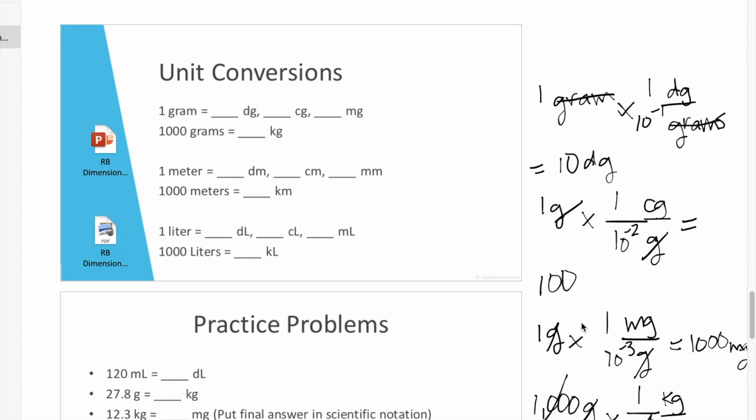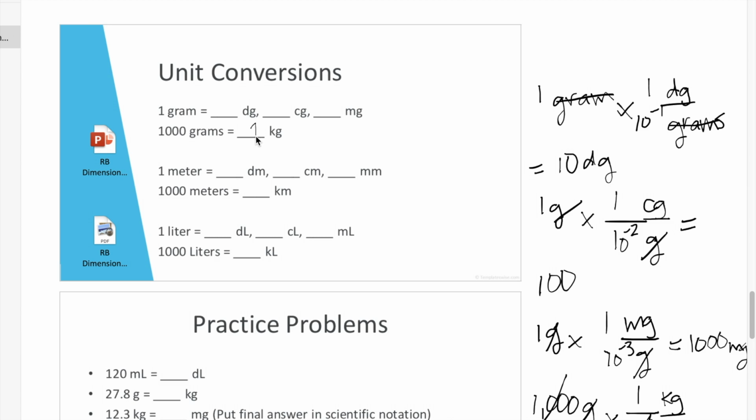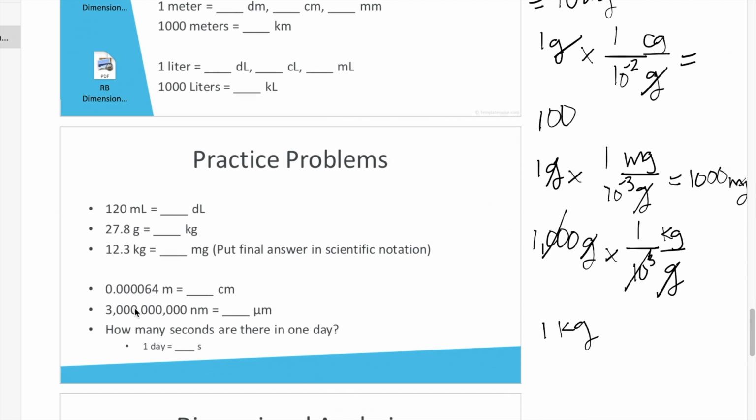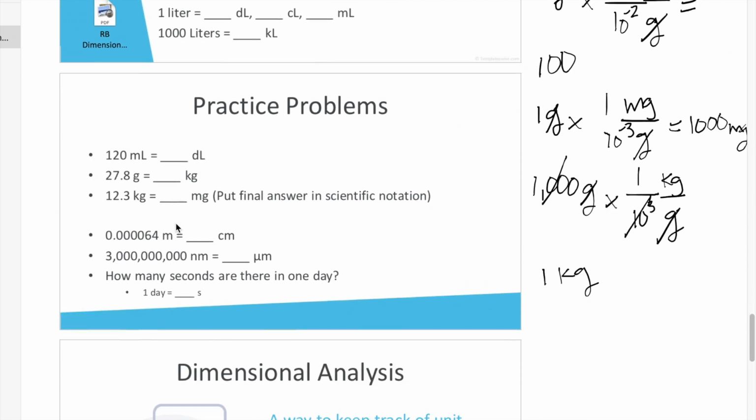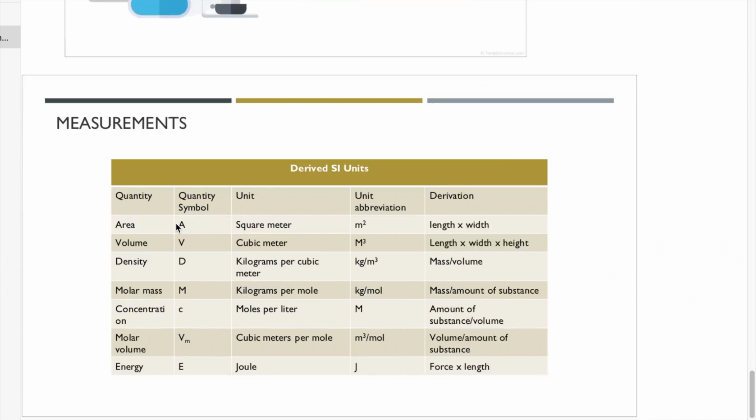I should be filling these in. This should be 1, 10, 100, and 1,000. So I'm going to have y'all try these and let me know if you have any questions on those. And here's again some more practice problems for you guys. Let me know if you have any questions.